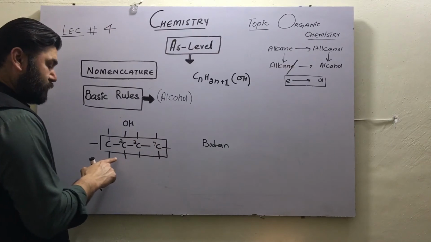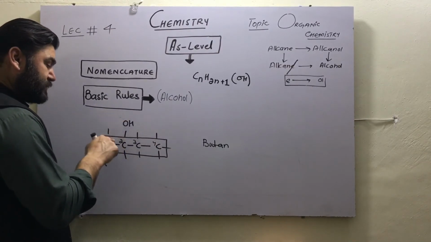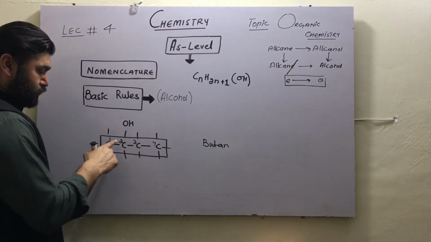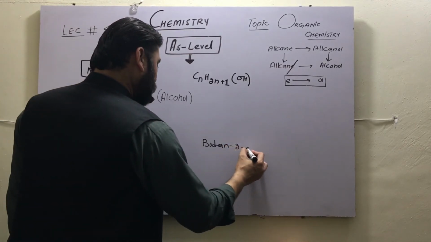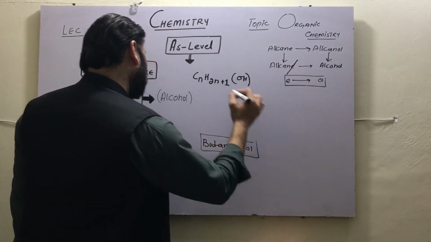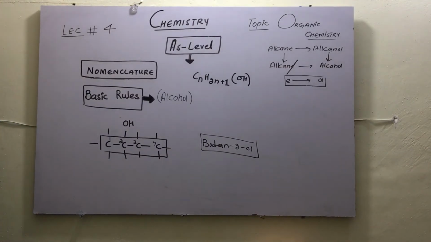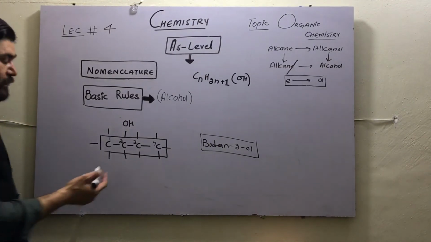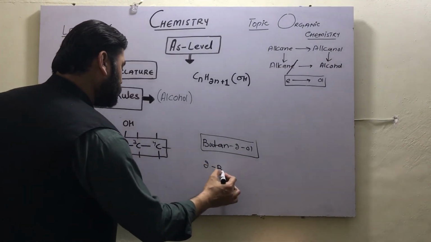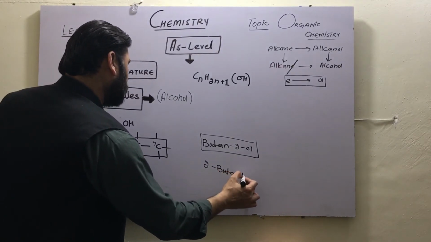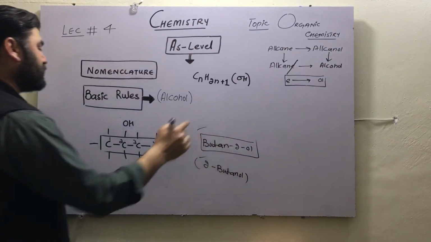This is very much important, because you need to be extra vigilant in assigning the name. So 2-ol will be the name, butan-2-ol. This is the correct name. You can also say 2-butanol. Both are correct, but this is the best one.